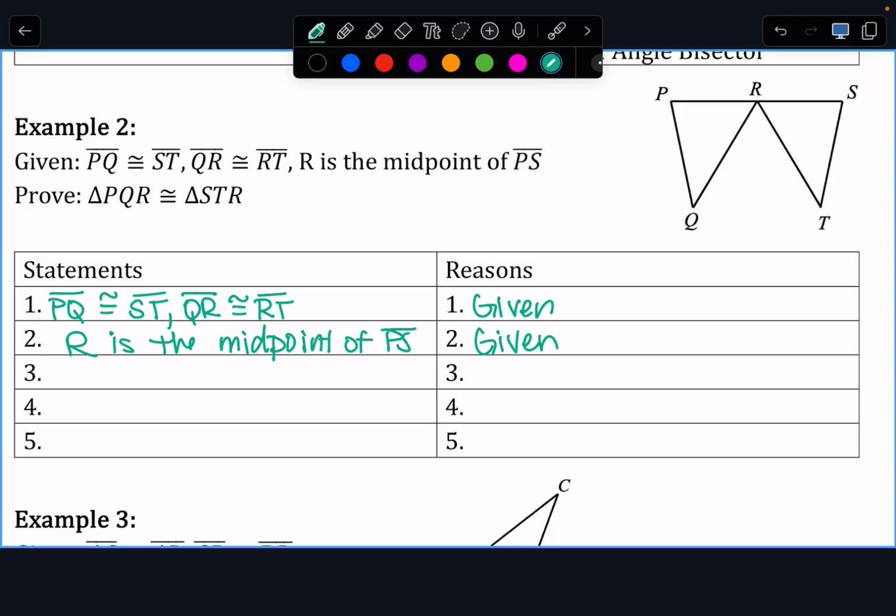Yes, Ethan. Our last step, yes, we can put SSS. Okay?